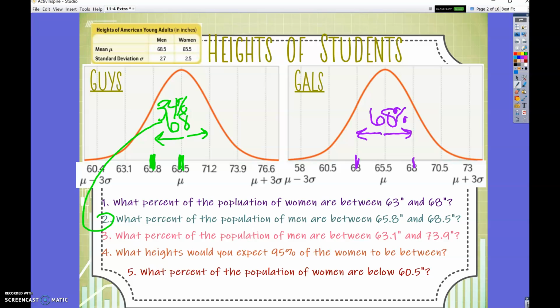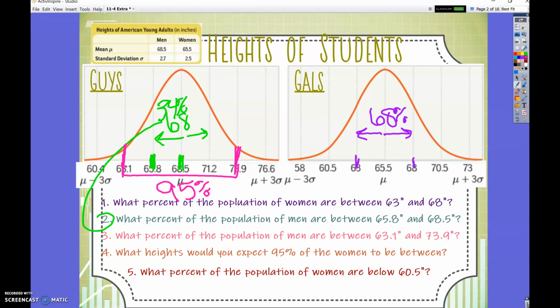The percent between 63.1 and 73.9. So here's my 63.1 and my 73.9. Note that those are both 2 standard deviations from the mean. So from here to here, we would have our second number that we memorize. Remember, 95% are between 2 standard deviations. That means 95% of the males would measure from 63.1 inches to 73.9 inches.